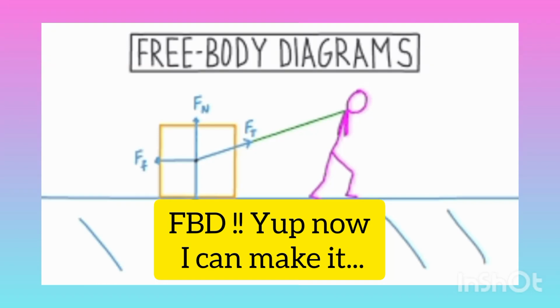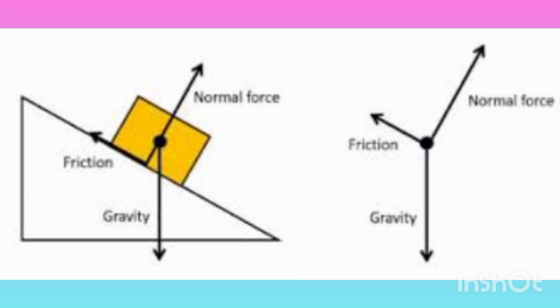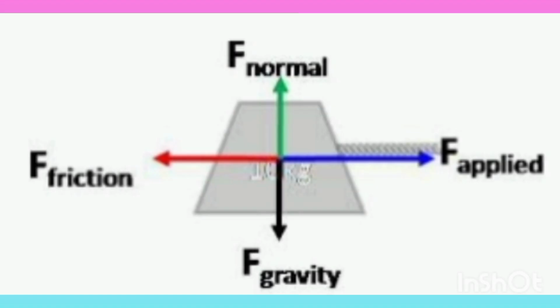The steps to draw an FBD, or free body diagram, are: first, we have to mark the body or the object with a point or a block. Second step is we have to mark all the forces acting on the object, not the forces by that object. We have to identify all the forces acting on that object and mark them with arrows with proper direction and magnitude.